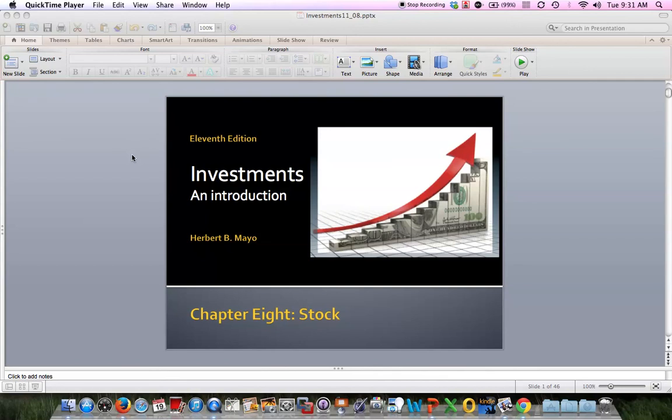Well, here's a lecture about Chapter 8 that I promised to give you, and I'm starting on page 265 of your book. And I know I've covered a little bit of this in class already, but I just wanted to make sure that you're aware of some of these concepts. And just keep in mind that Chapter 8 deals with stocks.